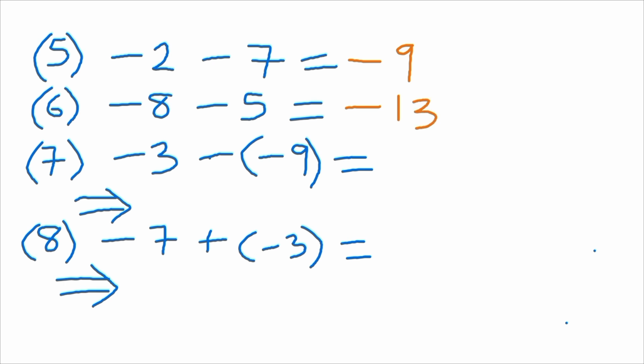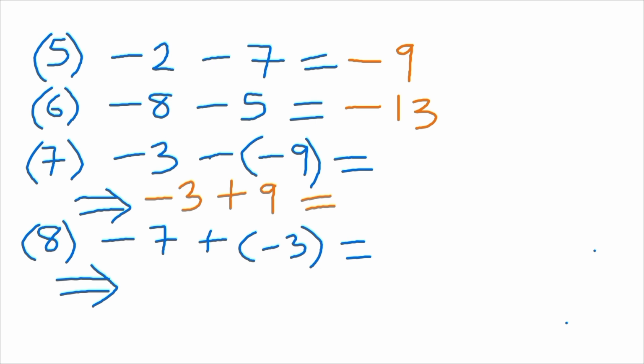Now I have this other problem where the two negative signs in number 7 are multiplying each other. So minus 3 minus minus 9. The negative signs there, when they multiply, give us a positive sign. So I now have minus 3 plus 9. So we are going to simplify minus 3 plus 9.